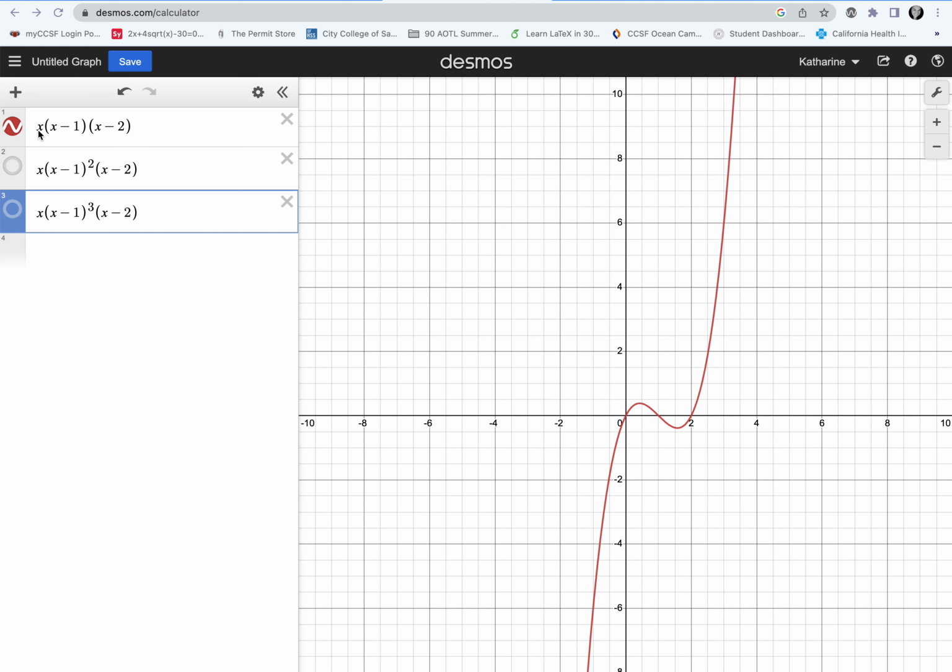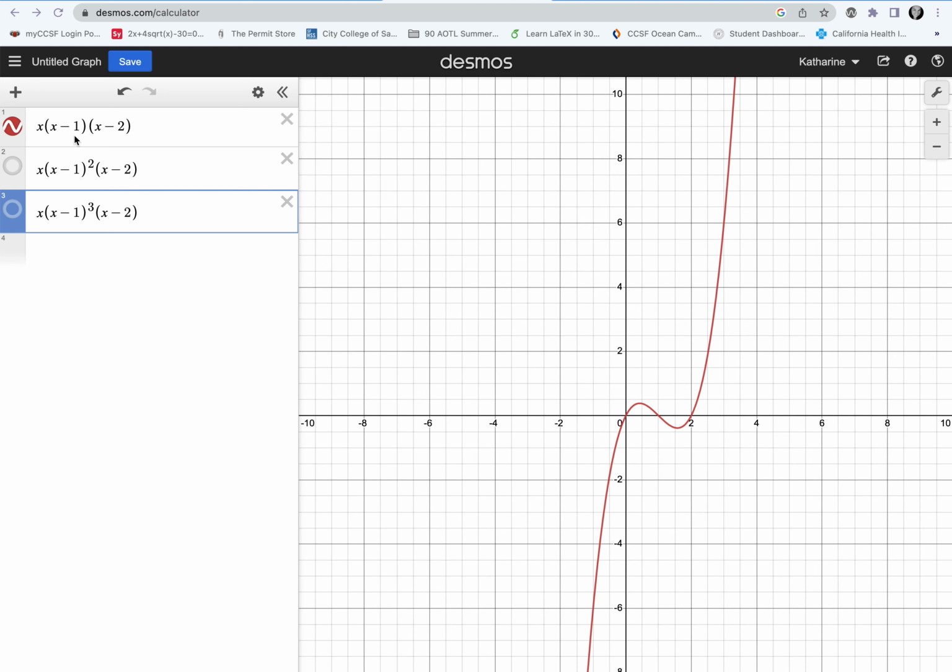There's x times the quantity x minus 1 times the quantity x minus 2. And this is the factored form of this polynomial. And so the zeros are going to happen at 0, at 1, and at 2, which you can see right here. Here's the 0 at 0, here's the 0 at 1, and here's the 0 at 2. And because this is a third degree, if you multiply this out, you'll get x cubed.